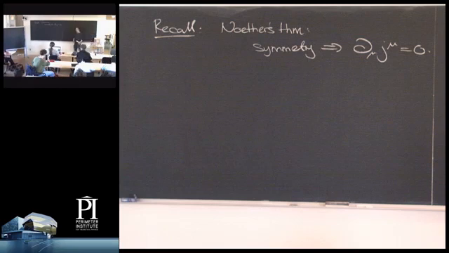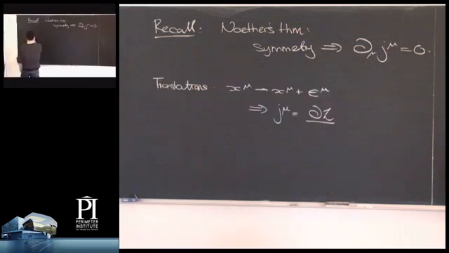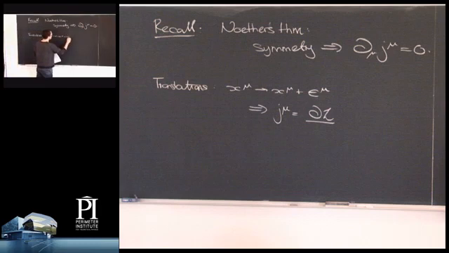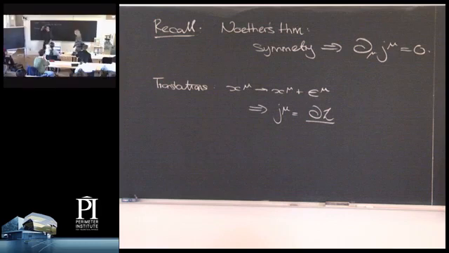And we looked at a very specific example. So the example was translations. Which meant that we had the following conserved current. As I stressed in the last lecture, the nice thing about Noether's theorem is that you can actually construct the current. So you really know what the current is. In this case, given a Lagrangian.